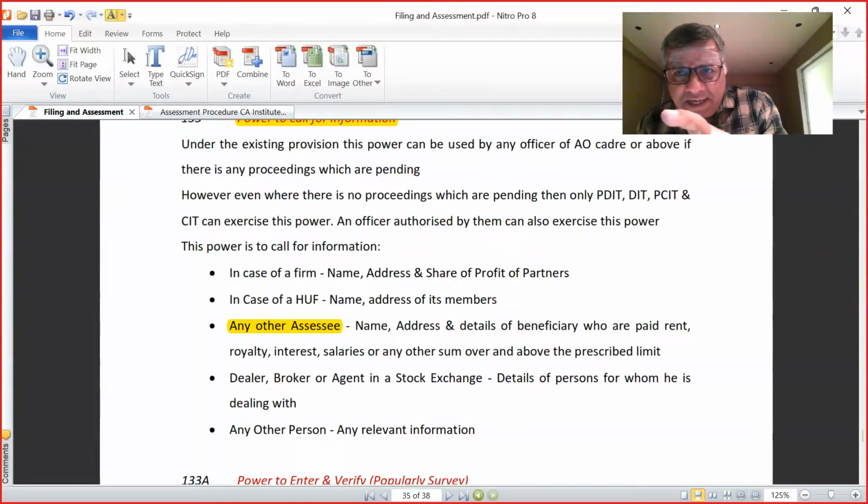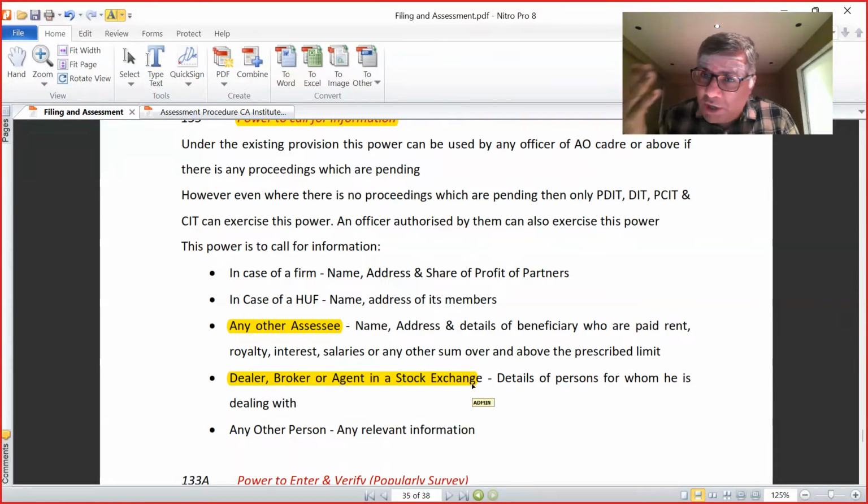They can just send a notice to you asking, tell me to whom all you are paying rent. Provide me the name, details, PAN of the landlord, or if you are paying interest to anybody, provide it. Stock dealers, they will collect all information. 288BLA, now it is coming. They will write to the bank. They are practically doing it.